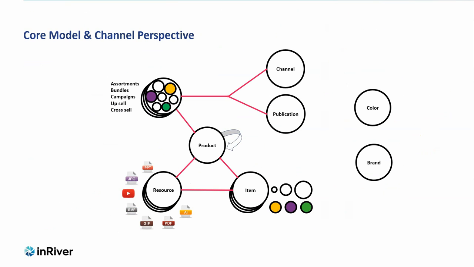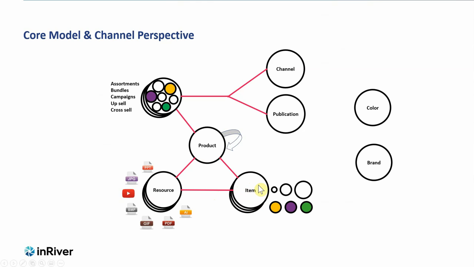Lastly, if we see also what happens inside of inRiver. So here we create a marketing model that should support how you want to sell and market your products. And the foundation of this is to work with the product item resource relations. So basically, if you think about what you actually sell, you sell, for instance, a shirt that comes in a specific color and in a specific size. So that would be the item or SKU that you sell.